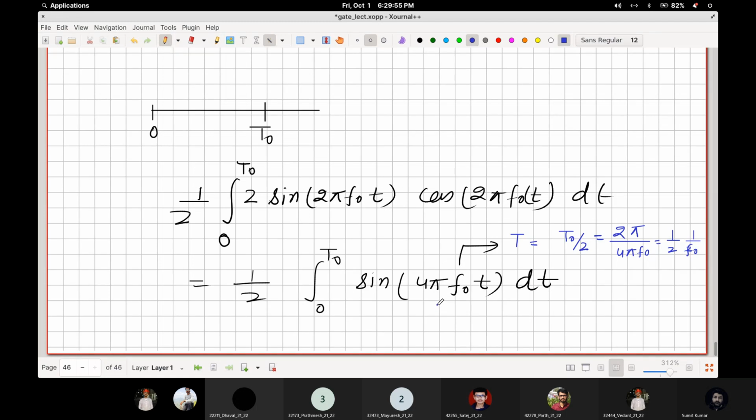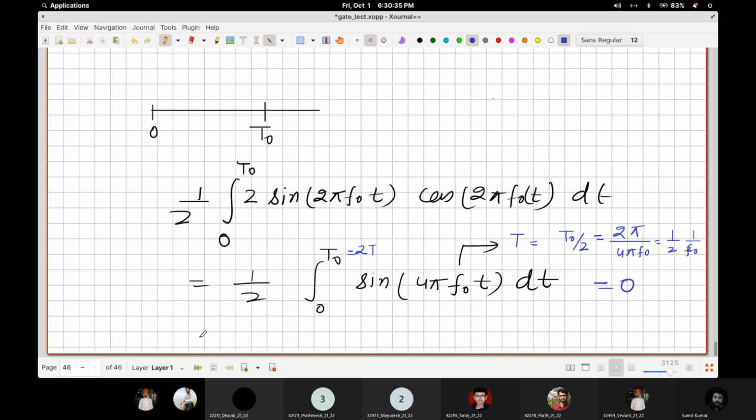Yes sir. That means you are integrating from 0 to t naught. Between 0 and t naught, how many cycles will it have? How many complete cycles? 2 cycles, right? Yes sir. Now tell me, in one cycle, how much is the area of sine? 0. So in 2 cycles, how much will the area of sine be? 0. So this will be 0, right? You don't really have to do integration. You can clearly see that this is 0.